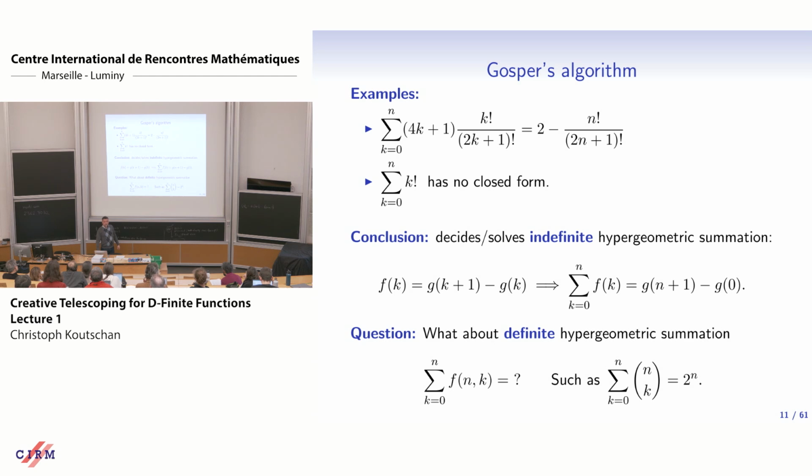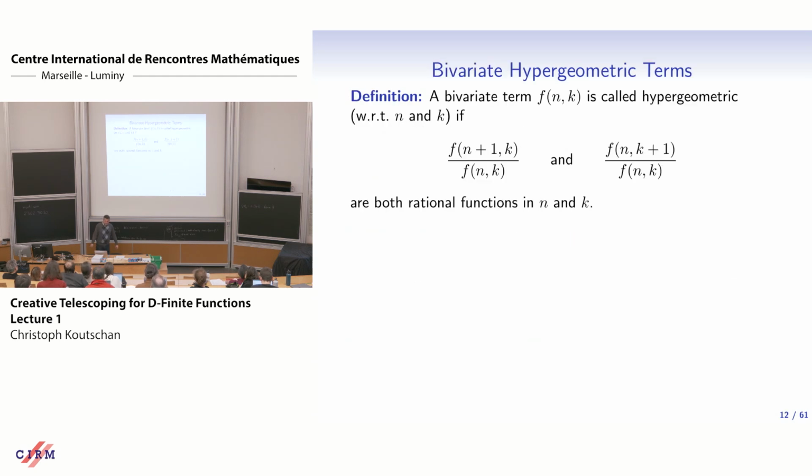And this is now the second section of this talk, about Zeilberger's algorithm. And to do that, we have to talk about bivariate hypergeometric terms. So now we have f that depends on n and on k, and we say it's hypergeometric with respect to both of these variables if both shift quotients, with respect to n and with respect to k, are rational functions in n and k.